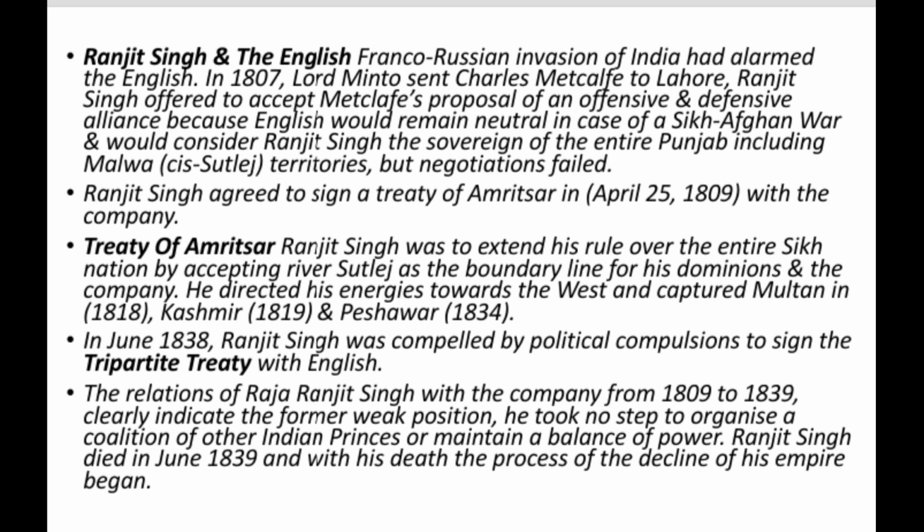The relations of Raja Ranjit Singh with the Company from 1809 to 1839 clearly indicated the former's weak position. Although he was conscious of his weak position, he took steps to organize a coalition of other Indian princes to maintain a balance of power. Ranjit Singh died in June 1839, and with his death the process of the decline of his empire began.